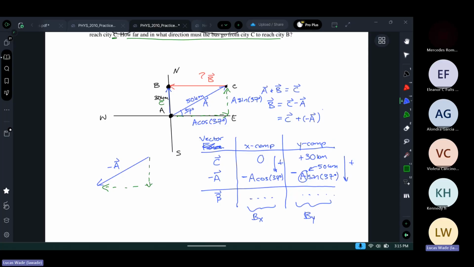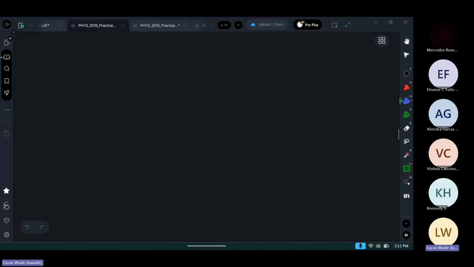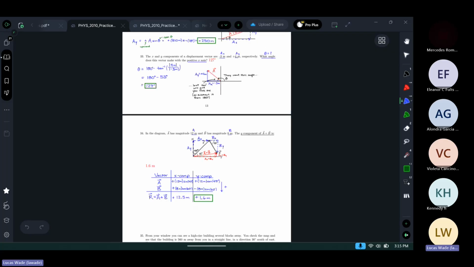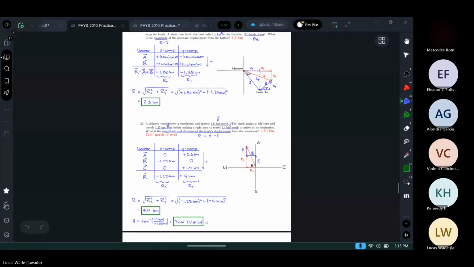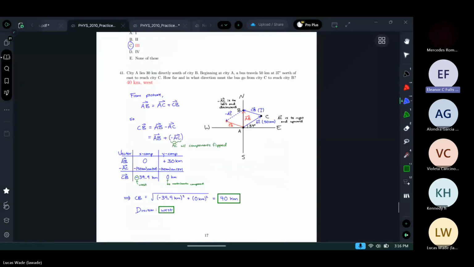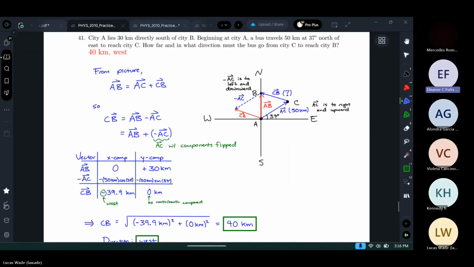Is that okay? Is that enough? Or do you want me to keep going through it? No, that makes sense. I just needed to know how to start it in the first place. Okay, yeah, no problem. And I may have done this differently in the practice, and that may have made it more confusing. Let me see how I did this. I think it was like vector AB, vector BC, and I think it just confused me or something.